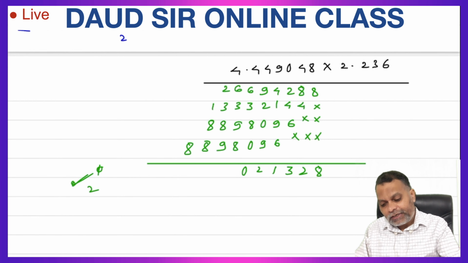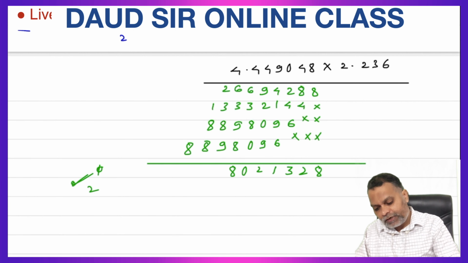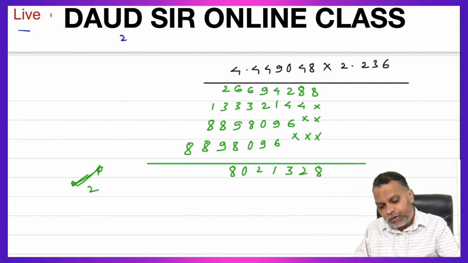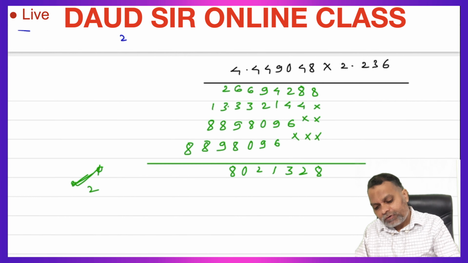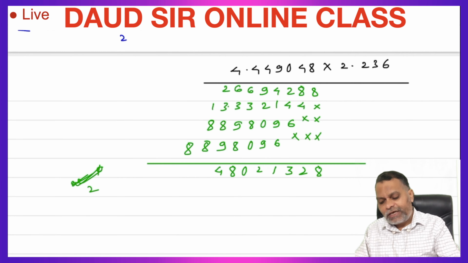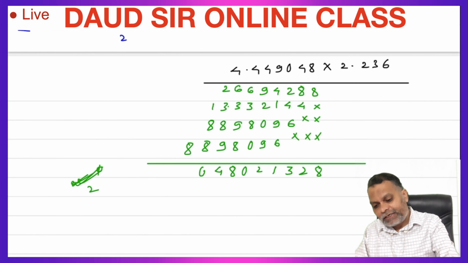2 plus 6 8, 8 plus 3 11, 11 plus 9 20, 20 plus 8 28, carry over 2. 2 plus 2 4, 4 plus 3 7, 7 plus 8 15, 15 plus 9 24, 4, carry over 2. 2 plus 1 3, 3 plus 8 11, 11 plus 8 19, 9, carry over 1, 8 1 9.